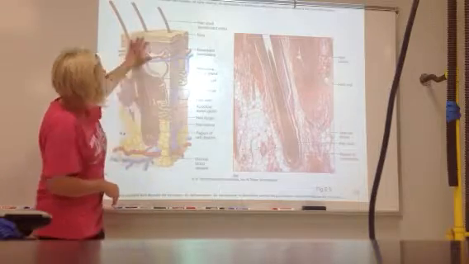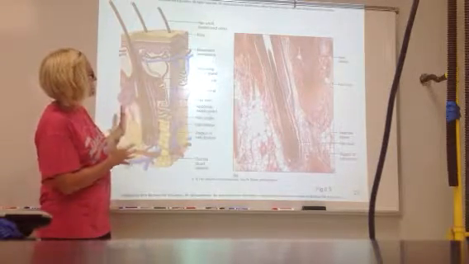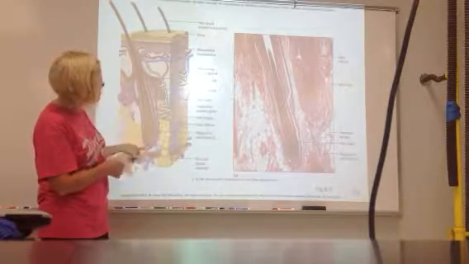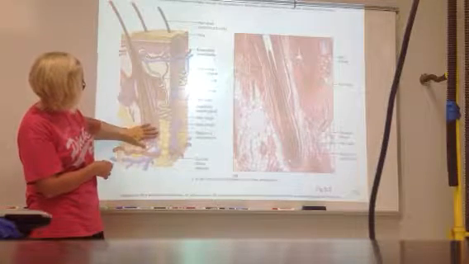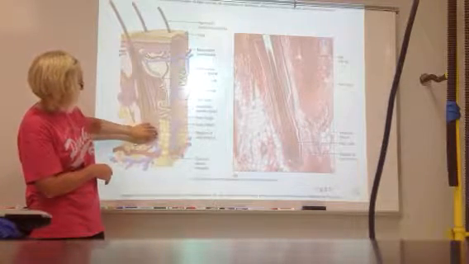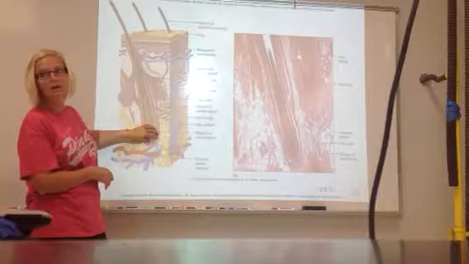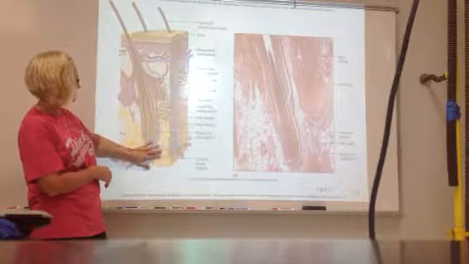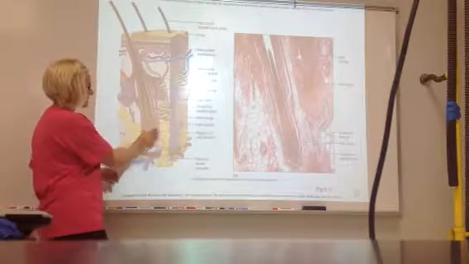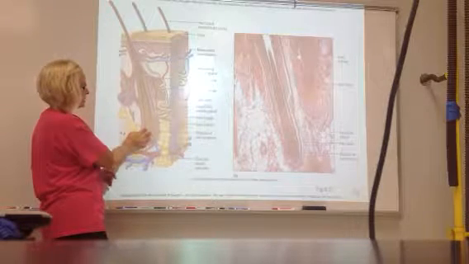So here, back to the diagram. Now we're just looking at one part of it. Down here is where cell division occurs. This is the living part of your hair. Notice this is where the blood vessels are. So if my cells are dividing, it's going to need a blood supply.